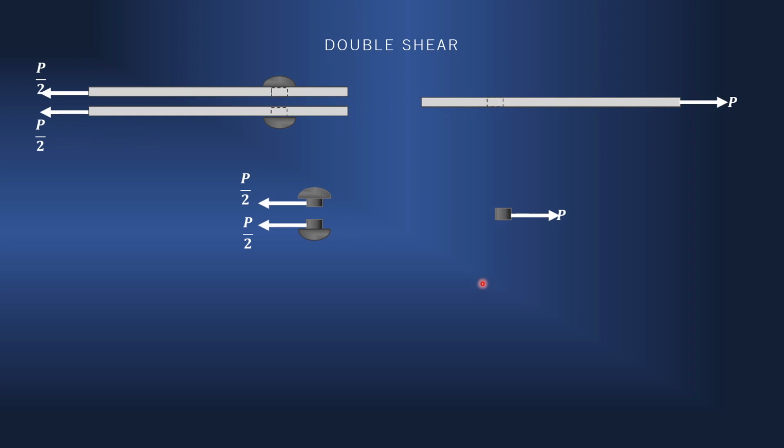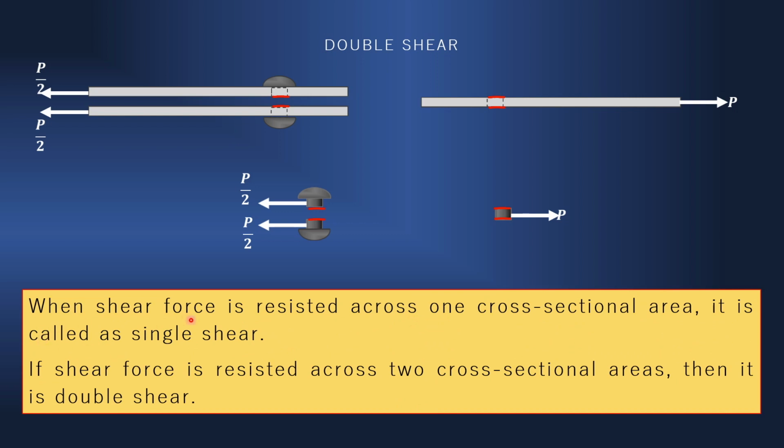Have you realized here the rivet has failed at two cross sections? So it means the applied force P was resisted by these two cross sections. So this is a case of double shear. Here we say that this rivet is in double shear. When shear force is resisted across one cross sectional area, it is called single shear. And if shear force is resisted across two cross sectional areas, then it is double shear.